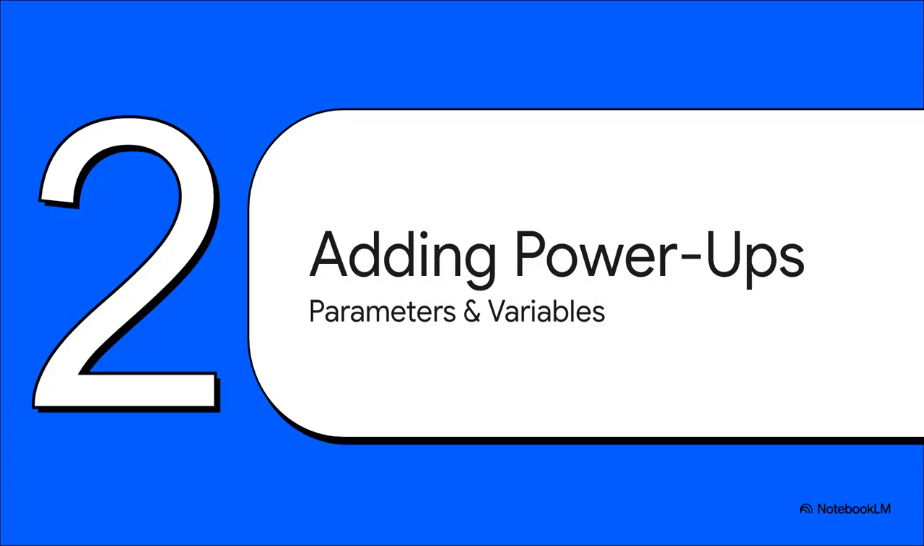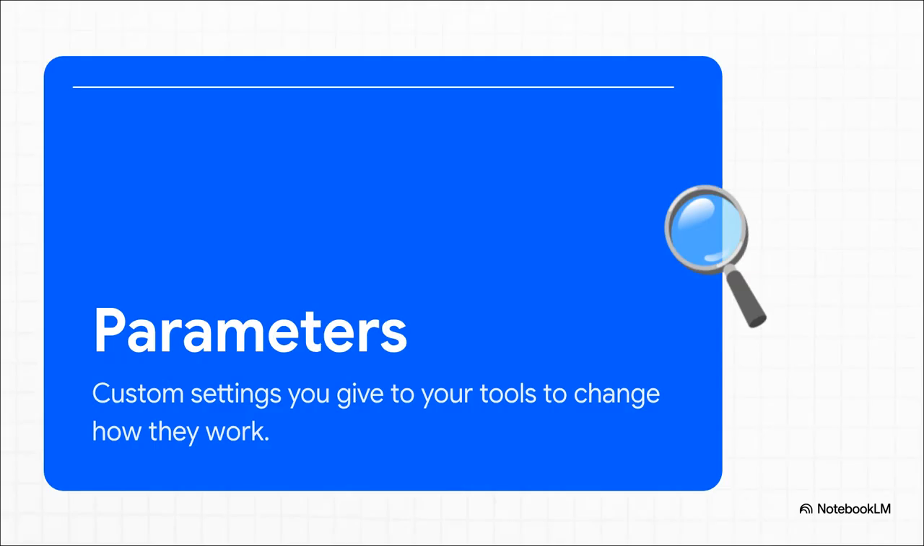So we have our basic tools. Pretty cool. But what if we want to make them more flexible? More powerful? That's where we level up. In this section, we're going to add some power-ups to our toolkit. Parameters and variables.